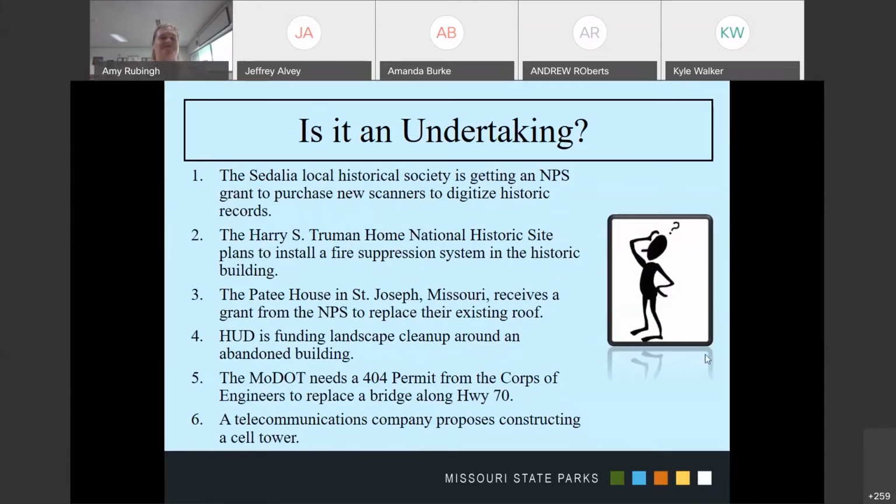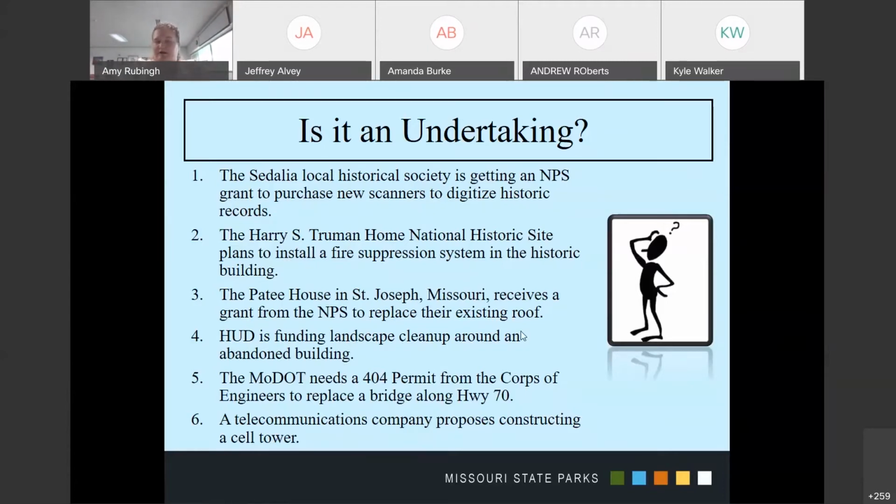Poll coming. So I'm going to read through some of these undertakings, and there will be a poll popping up in the side for you to answer the question, do you think this is an undertaking? So the Sedalia Local Historical Society is getting a National Park Service grant to purchase new scanners to digitize historic records. Is that an undertaking?